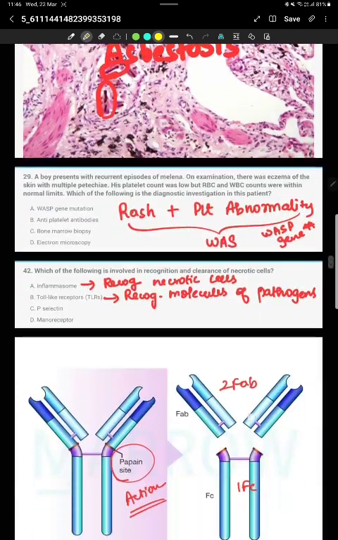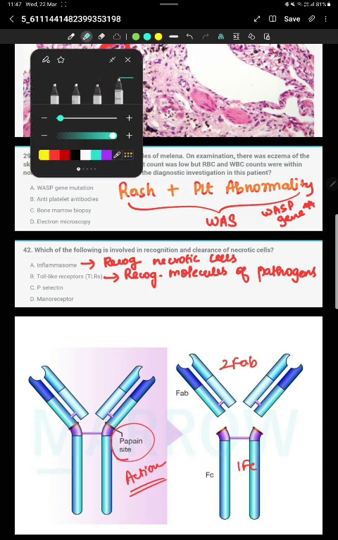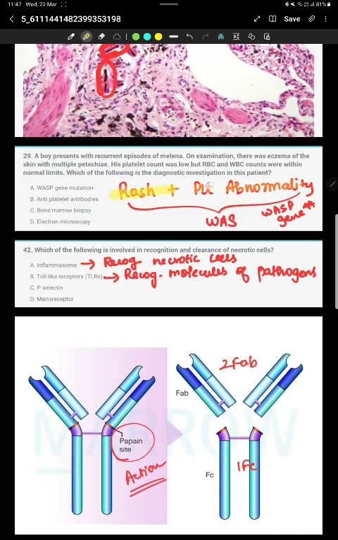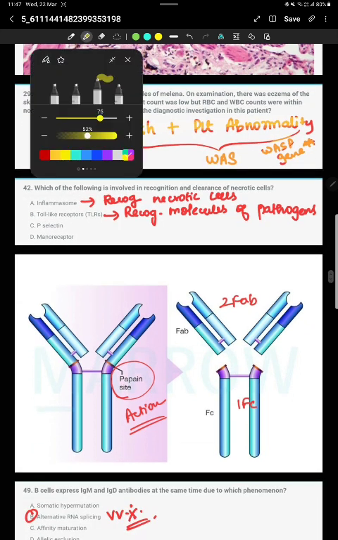Okay, so next you can see this next question. Yeah, so all the immune deficiency disorders are important, but most important is this scenario, that is your rash plus platelet abnormality. So whenever this is going to be there, you have to think of WASP, that is your Wiskott-Aldrich syndrome. Your WASP gene problem is going to be there here. Okay, that's all.